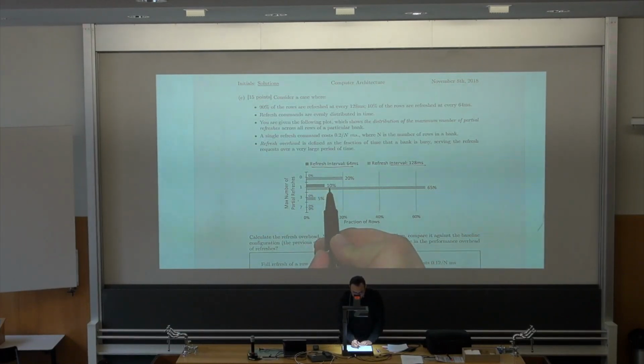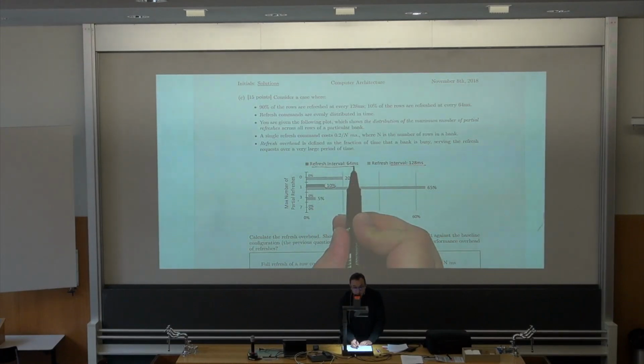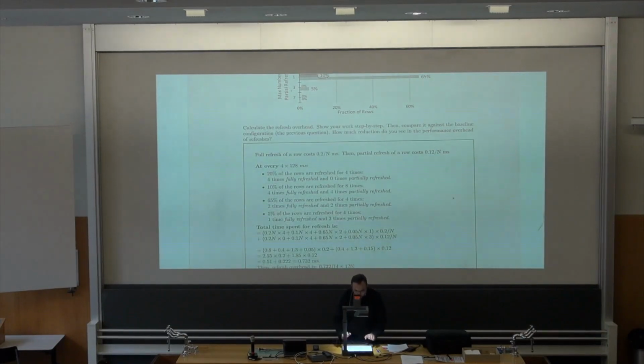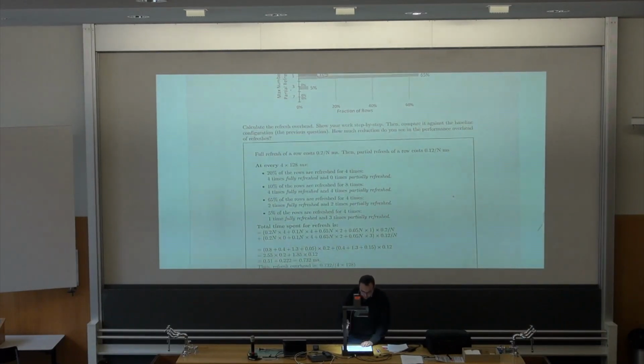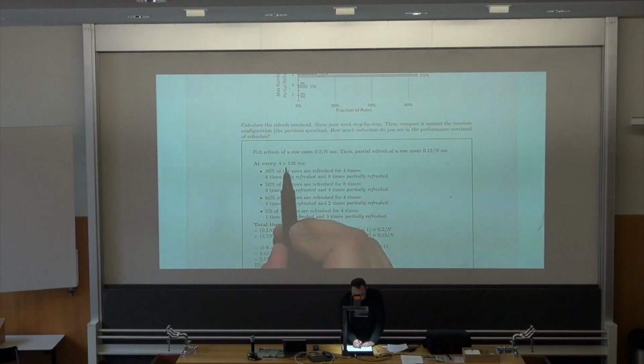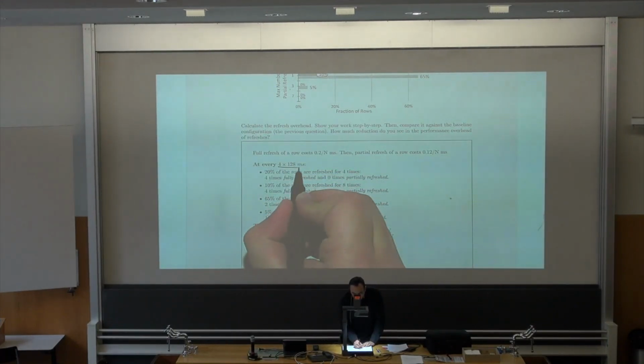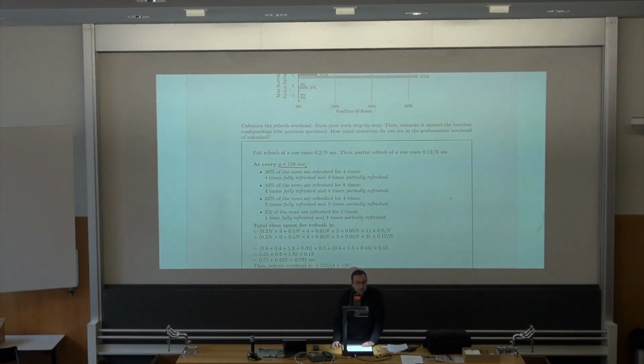And then for the 10% of them, I need to refresh them at every 64 milliseconds. And it should be one full refresh, one partial refresh. So just by following the same method, we can see that at every... so you can choose whatever value you want here. I just chose 4 times 128 milliseconds because it makes the calculation much easier. You can go for another value.